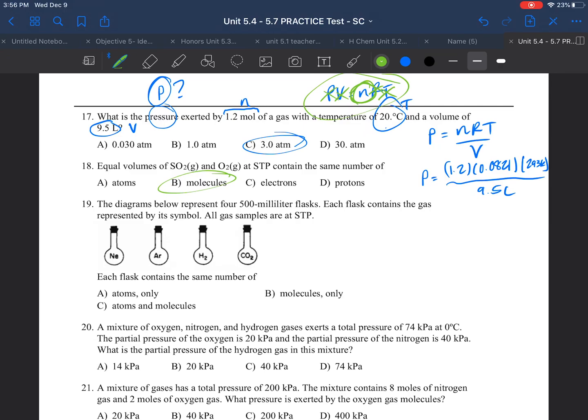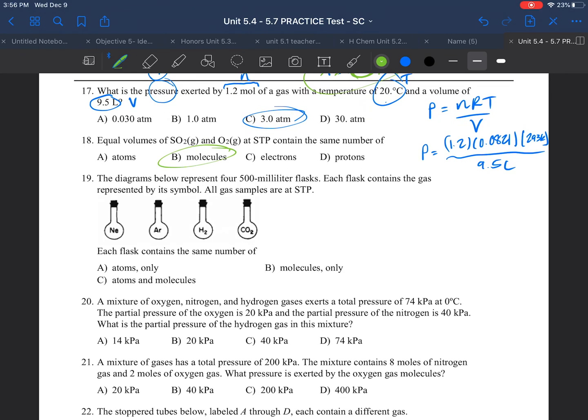And 19 is just building on that. Again, if we have gases at the same volume, same temperature, same pressure, they're not going to have the same amount of atoms, because if you think about it, hydrogen has 2 atoms per every 1 argon. CO2 has 3. And so it's not going to be atoms, which means it can't be A or C. It's strictly molecules that we're talking about here.